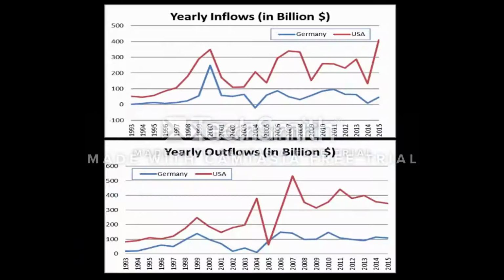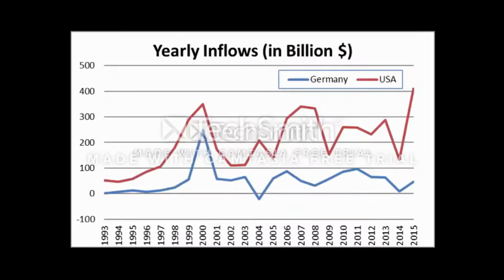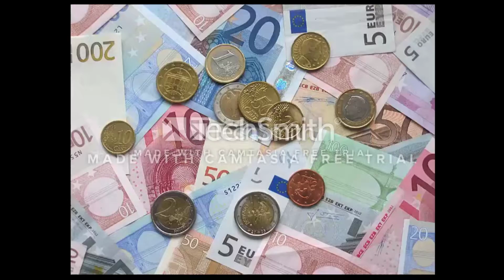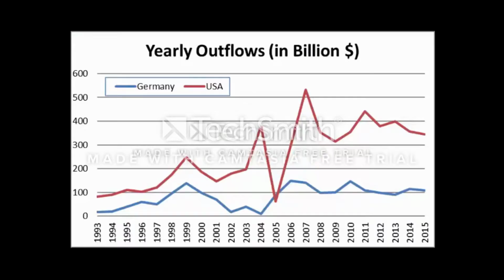As one may expect, foreign direct investments, including yearly inflows and yearly outflows, are larger in the United States due to its larger size and population. Germany's yearly inflows peaked in 1999 and 2000, primarily due to the European Union and the introduction of the euro. Yearly outflows have remained fairly consistent at about $100 billion.